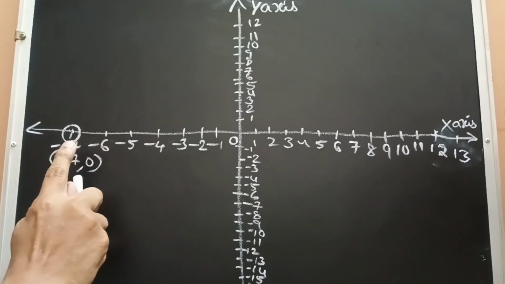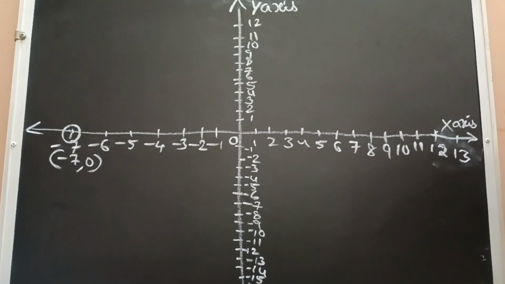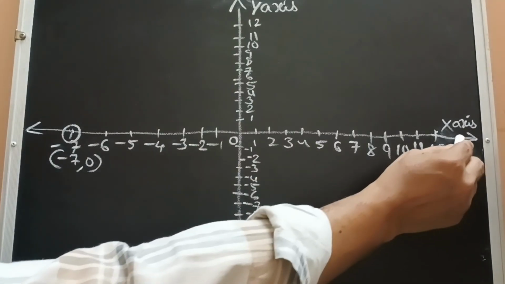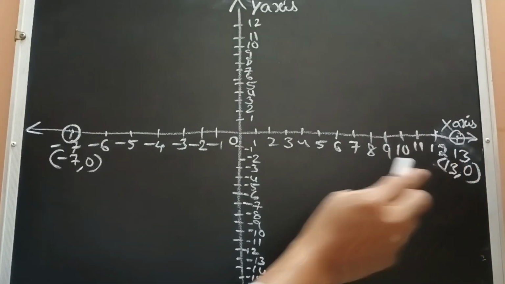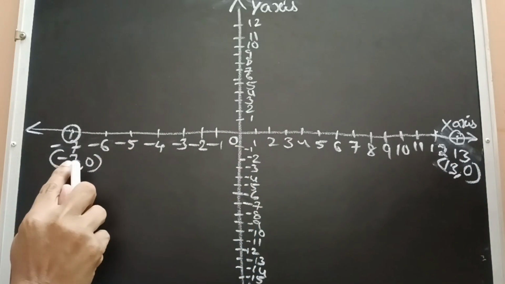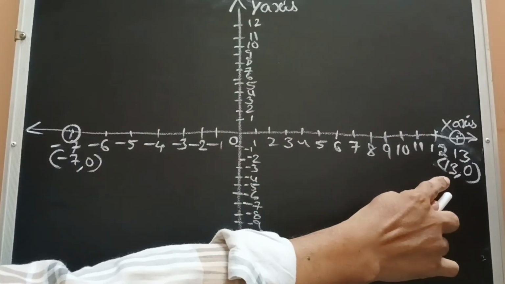From minus 7 comma 0 to 13 comma 0. Where is 13 comma 0? So this is 13 comma 0. Now we have to mark all these points from minus 7 comma 0 to 13 comma 0.